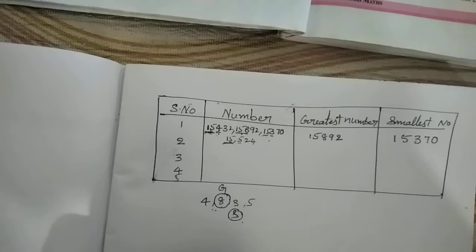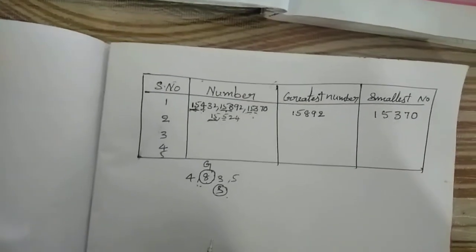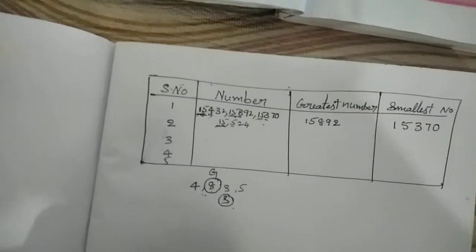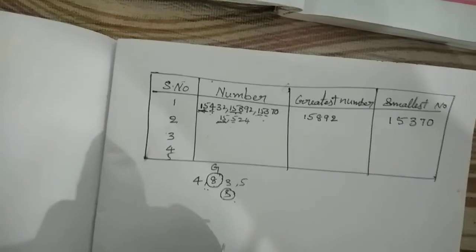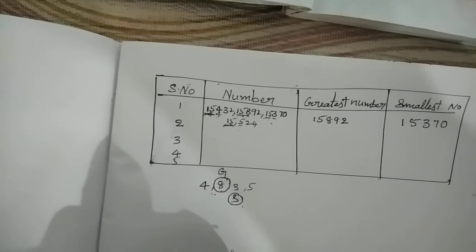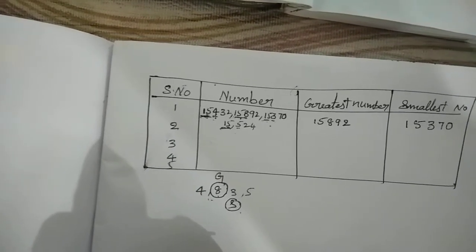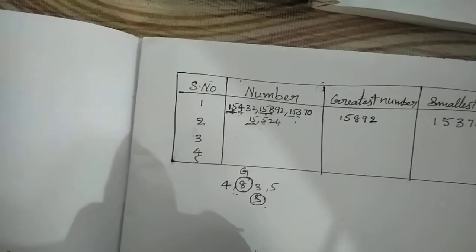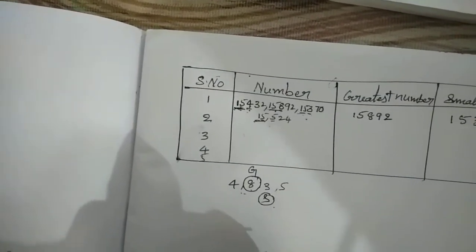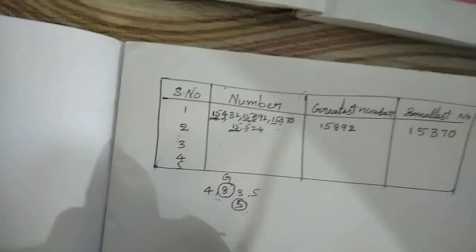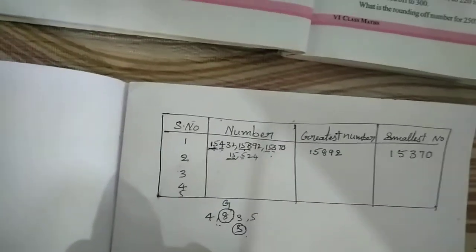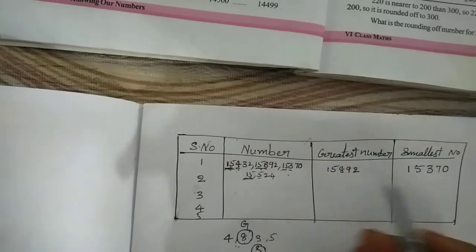I hope that you understand. First check the highest place, that is 10,000. Next go to the thousands place. Then if you are also getting the same digits, go to the hundreds place. Then if you are also getting the same digits, go to the tens place. There also if you are getting the same digits, go to the ones place and find out the greatest and smallest.